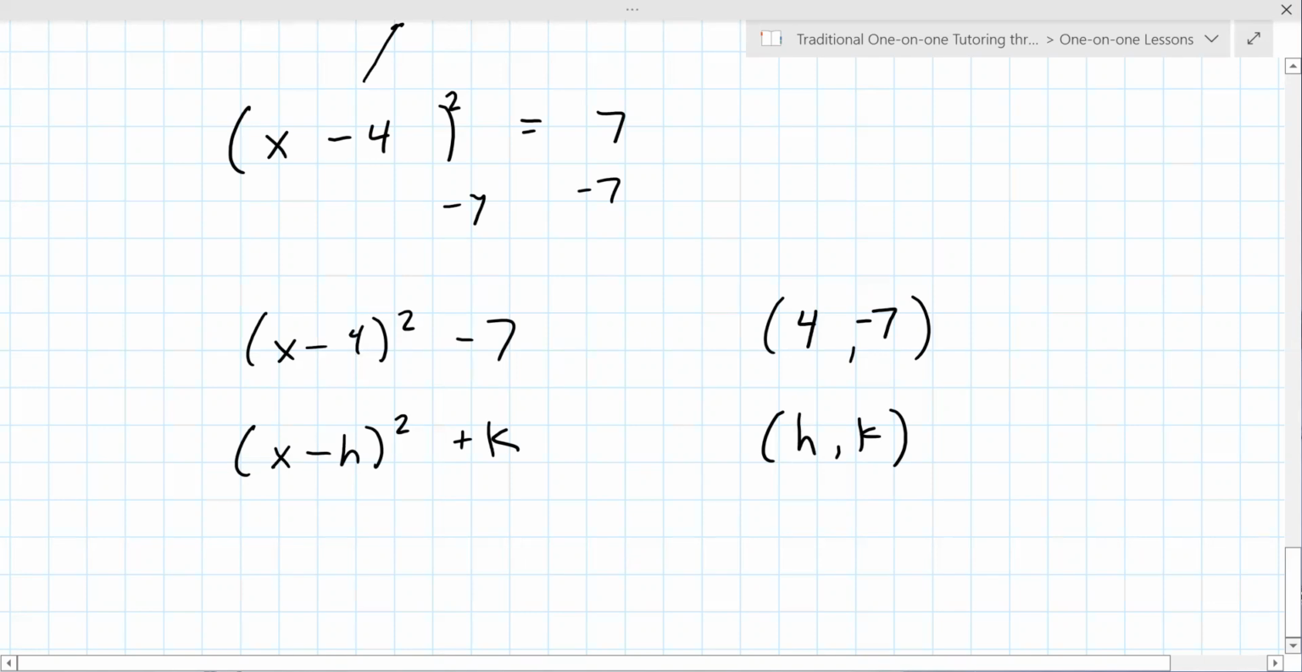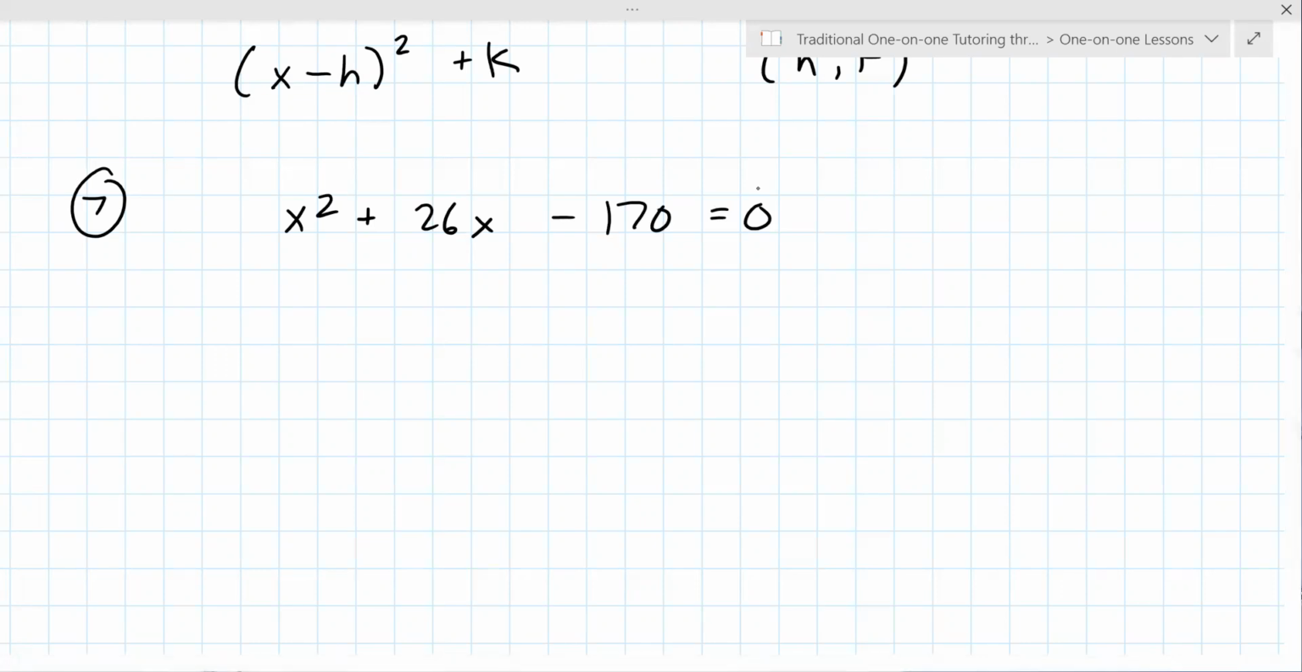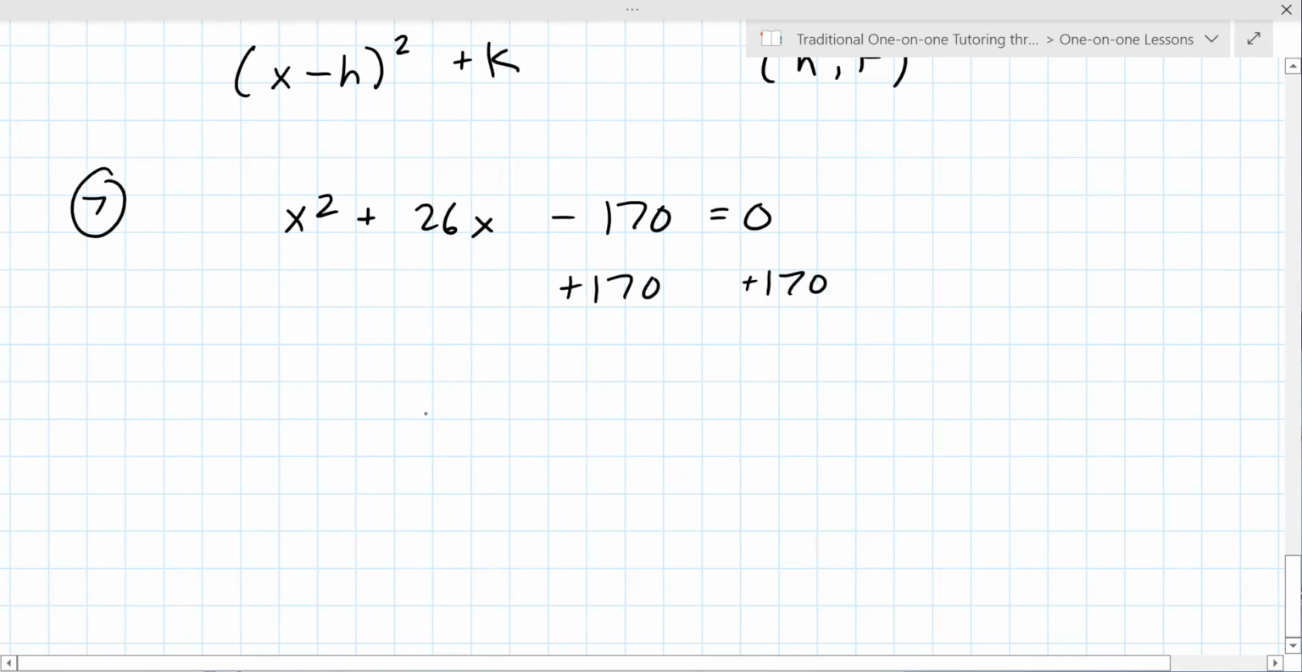All right, so let's do number 7 next. We're skipping 6. So we have x squared plus 26x minus 170 equals 0. What is the first step here for this one? So you obviously subtract the 170. No, add. My bad. Add, yeah.